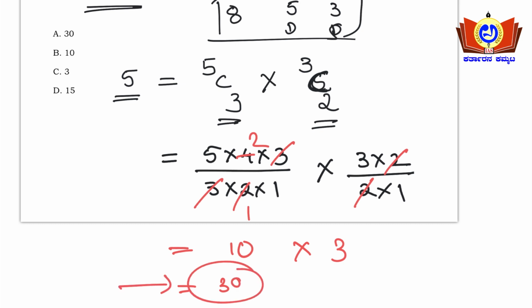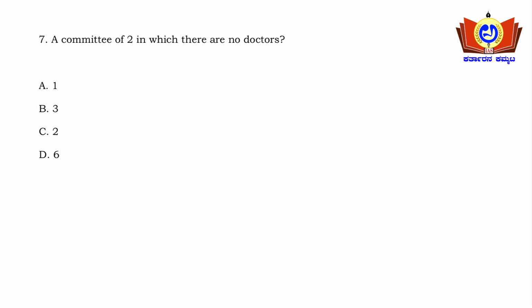A committee of 5 in which 3 are doctors can be made in 30 different ways. Moving on to the next question: a committee of 2 in which there are no doctors. A committee of 2 means a total of 2 people should be in the committee. No doctors means only scientists, right? So how many scientists were there in total? 3 scientists were there.